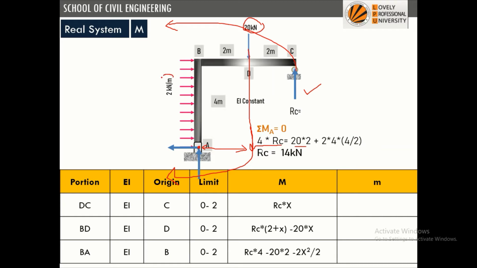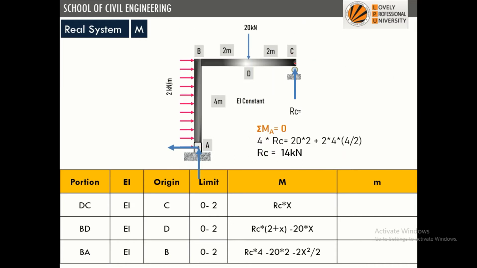Now what about the UDL? The intensity of the UDL is 2, so the total load will be 2 into 4, and the load will act from the center of the UDL. So we can write it as 2 into 4 into 4 by 2. So we'll get the value of RC as 14.